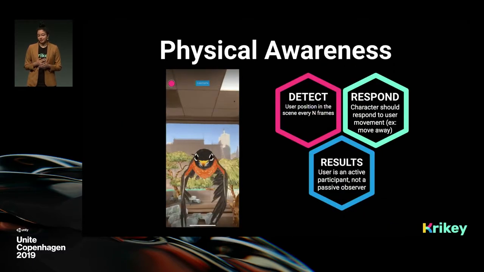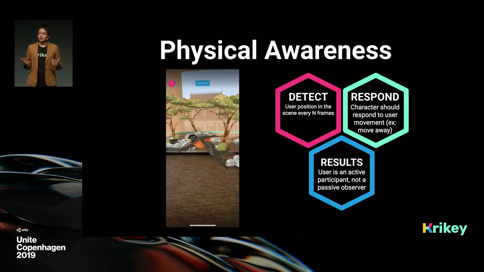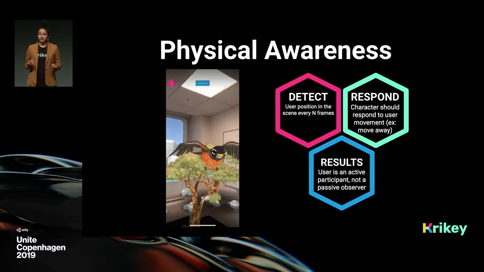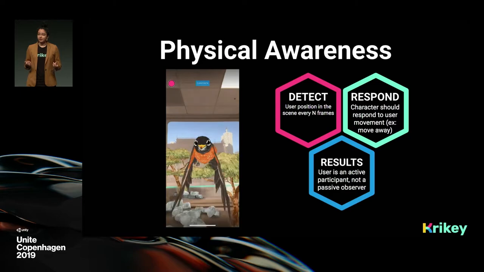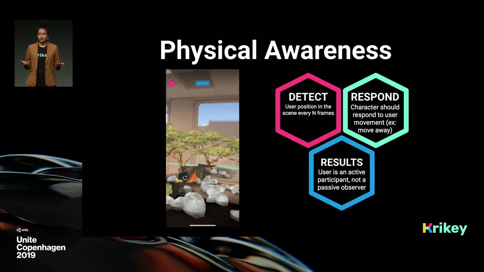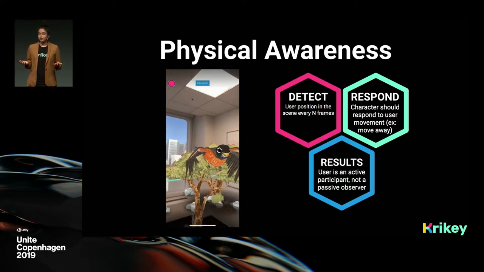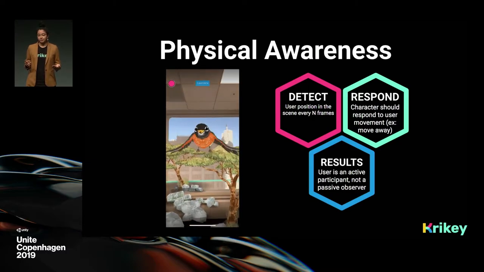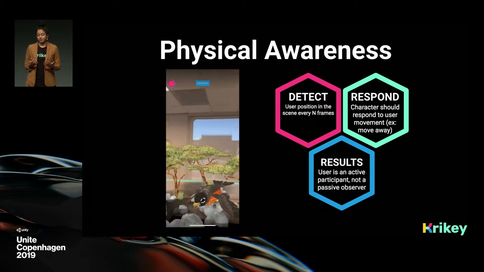Physical awareness is also another key metric that we like to look at at Krikey. This is essentially the idea that users should not be passive observers in augmented reality experiences. They should feel like they're active participants. The best way to generate this feeling is to have virtual characters respond to the position of the user in real time, essentially acknowledging their presence in the virtual world. Again, because we know the live position and orientation of the user's device when AR Foundation is on in the camera, we can have virtual characters approach them or move away from them based on their personality.